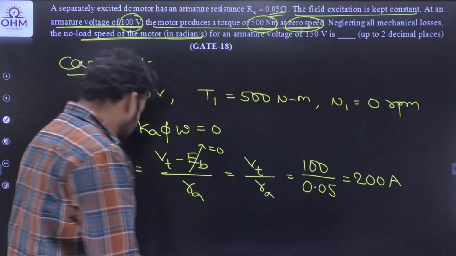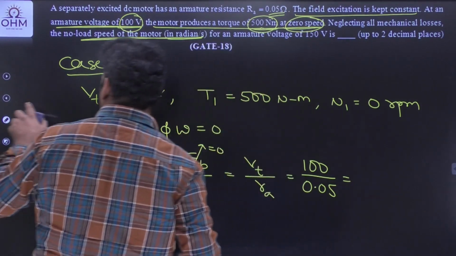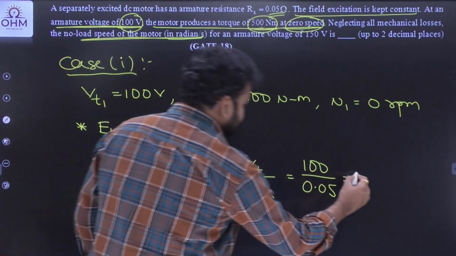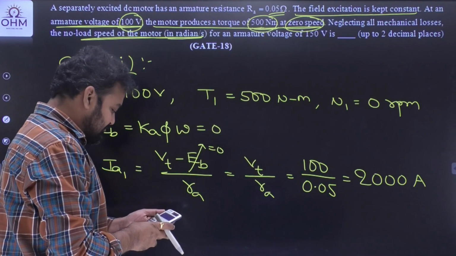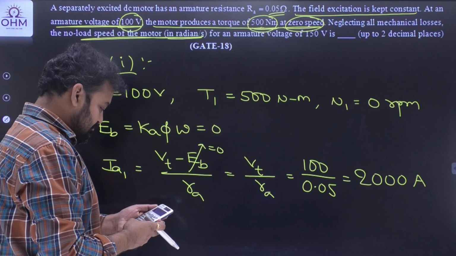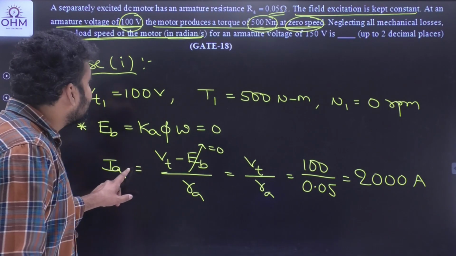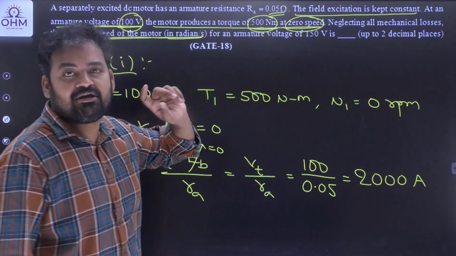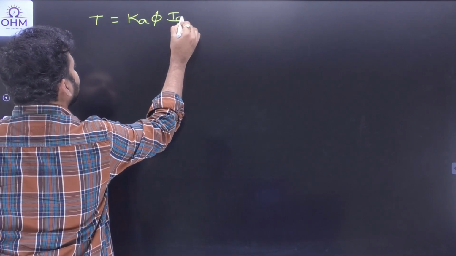Okay, so not 200, it is 2000 ampere. Let me cross verify. Yes, 2000 ampere. This is the armature current. Now at this armature current, how much torque is developed? 500 Newton meter torque. So what is the formula for torque? We know Ka phi into Ia.